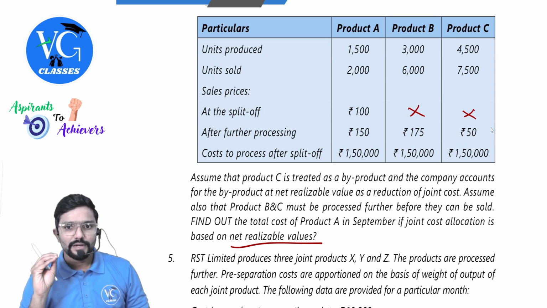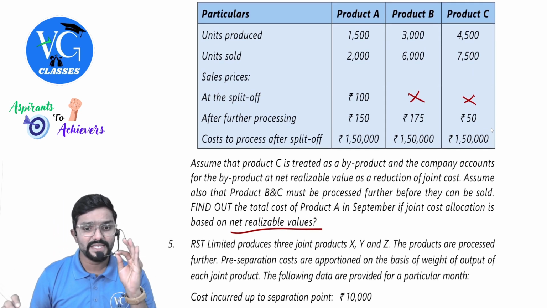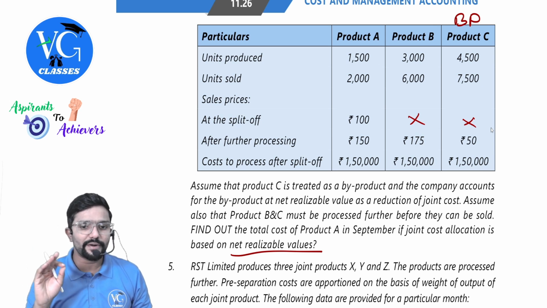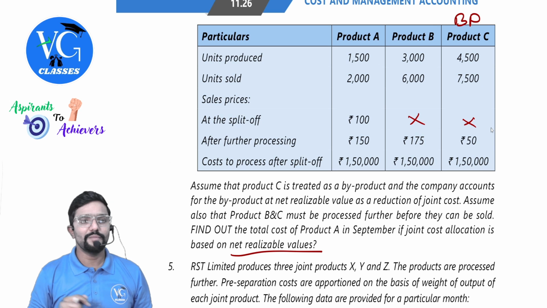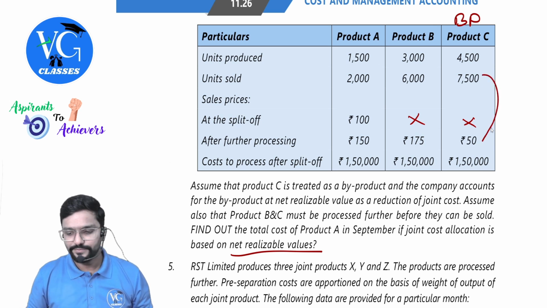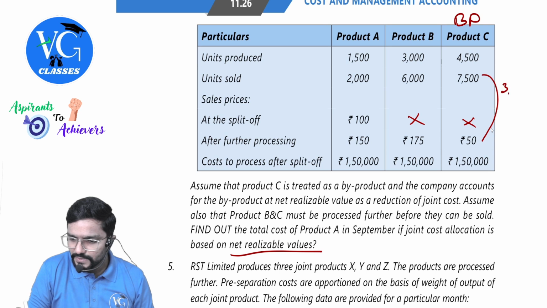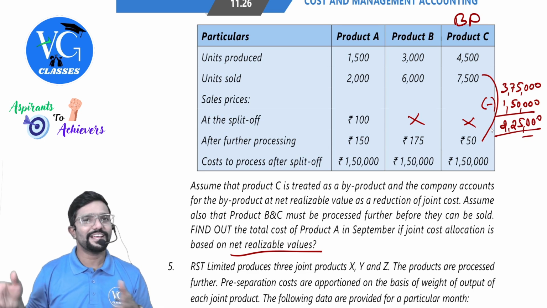Please be careful. Guys, listen. Let me read that last paragraph once again because a few things are given there. Assume that product C is byproduct. So this is byproduct for us. And the company accounts for the byproduct at net realizable value. First, our job was to calculate the net realizable value of what? Byproduct. How much is that, guys? Units sold into 50. 7,500 into 50. 3 lakh 75,000. Minus further processing cost, 1 lakh 50,000. 2 lakh 25,000. What is this? Net realizable value.